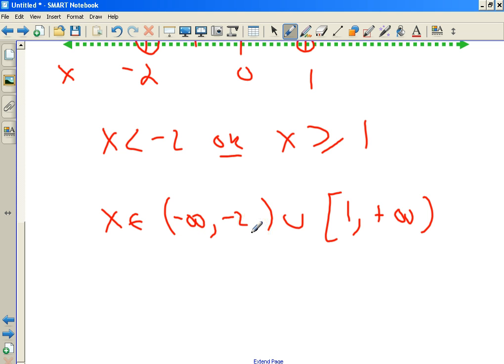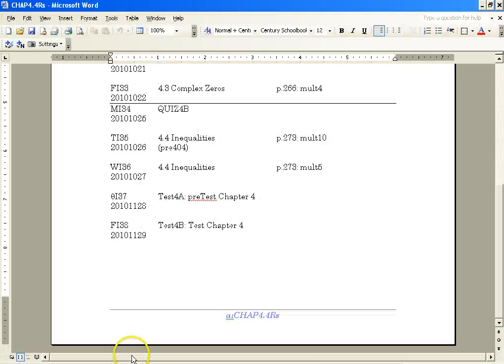All right, so here's a typical question. Take a look at the homework page. Tonight's homework page is page 273, multiples of 10. Let's take a look at a question like that. Take a look at 71.